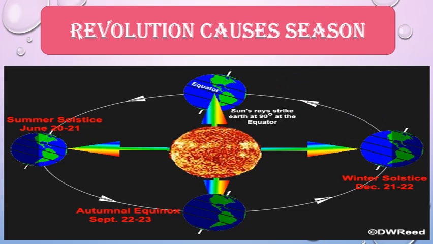The Southern Hemisphere experiences summer season in December. This is known as winter solstice in the north. On December 22, the night is longest and the day is shortest.